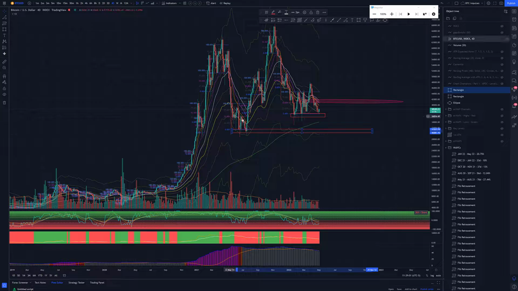So let's go back to the chart. So that's the downside. If we breach any of these downsides, then I'd be looking for the third Bitcoin crisis to start hitting.